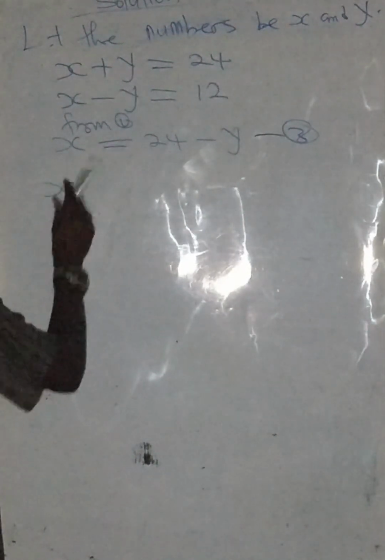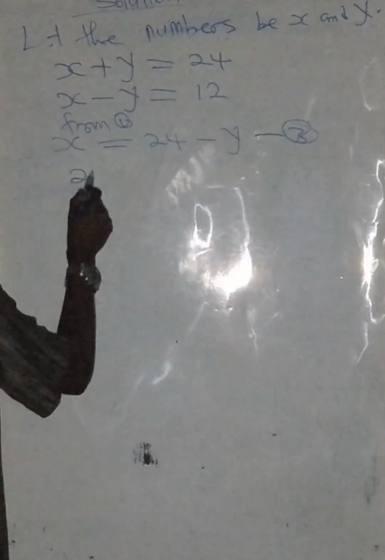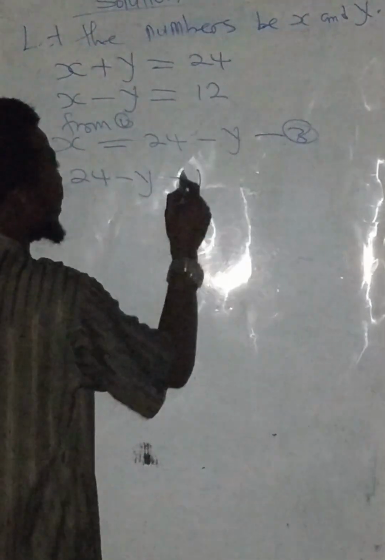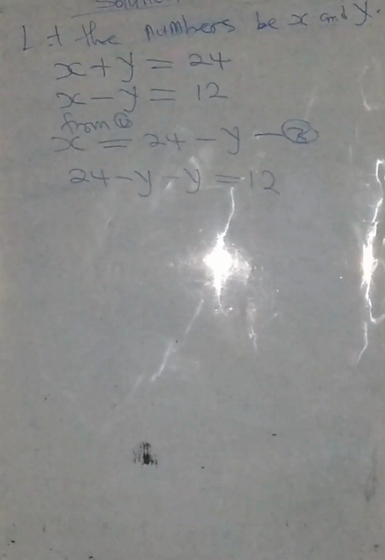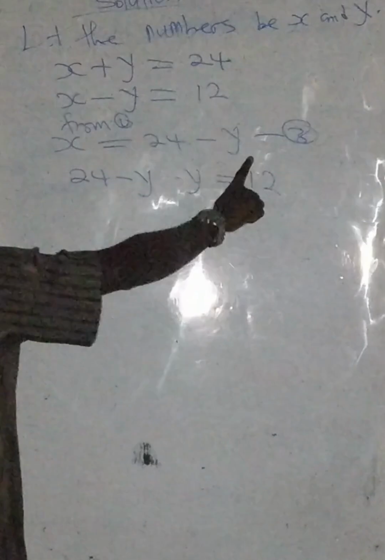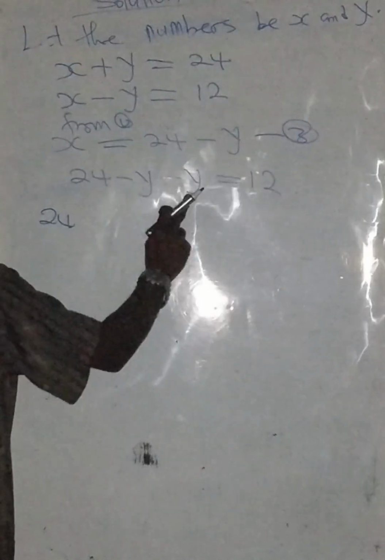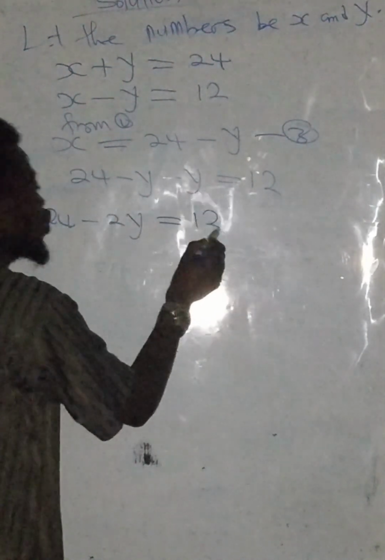Now we have x from equation 2. What's the value of x now? 24 minus y. Then we have minus y again, equal to 12. Is this okay? Now 24 minus y, and minus times minus gives plus, so we have 24 minus 2y equal to 12.